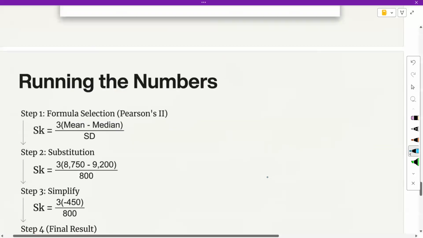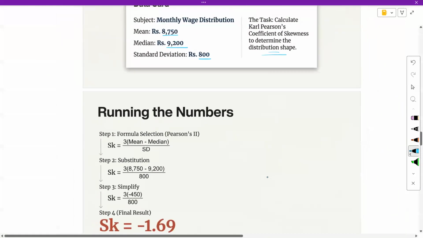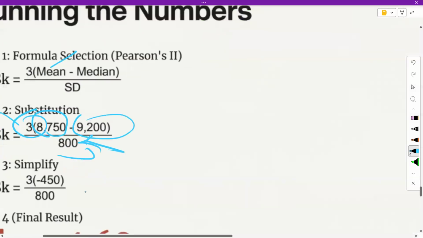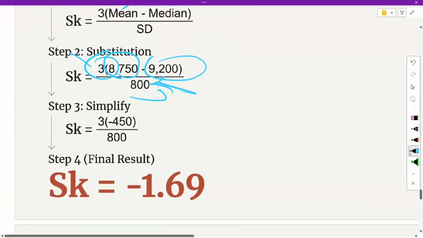So here is the data set. The mean is 8,750, and the median is 9,200, and we take 3 times the difference, divided by the standard deviation of 800. When we simplify this, we get skewness equal to minus 1.69, right?